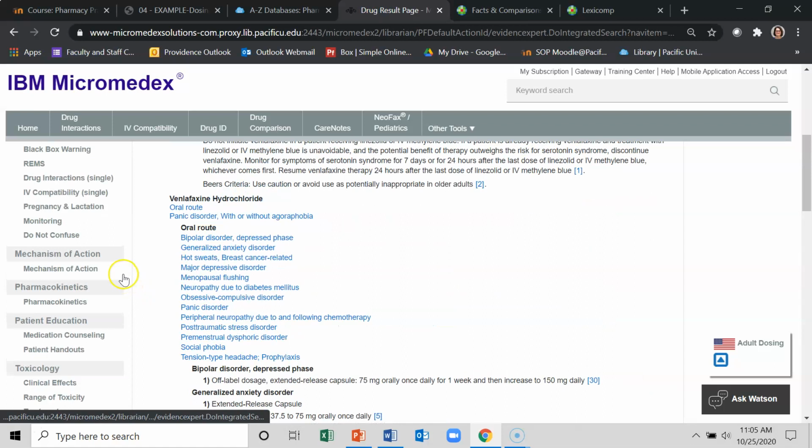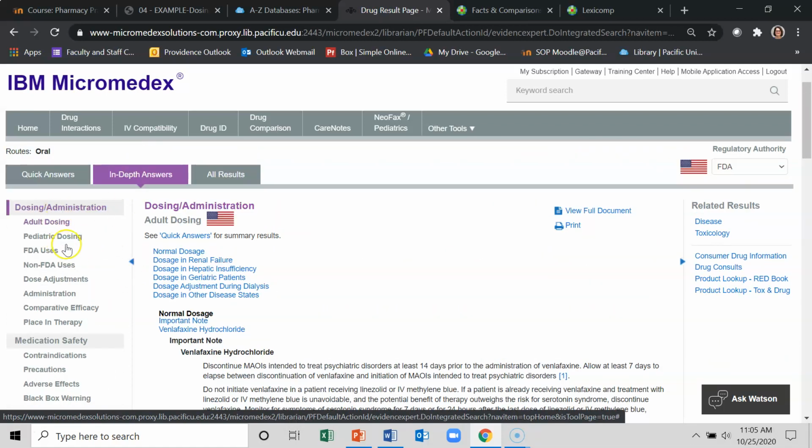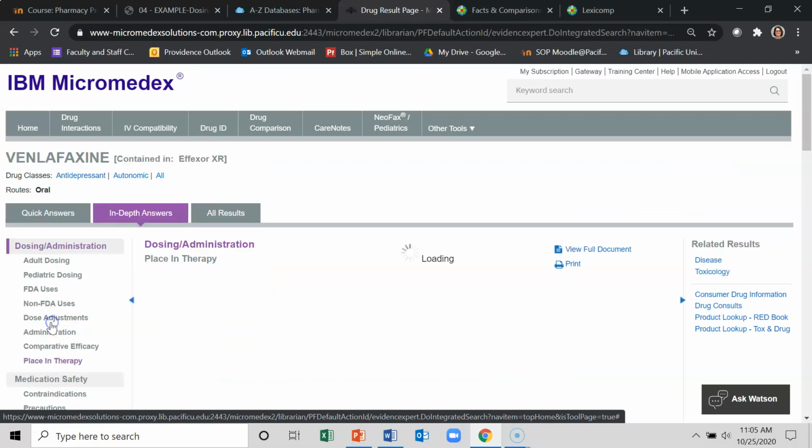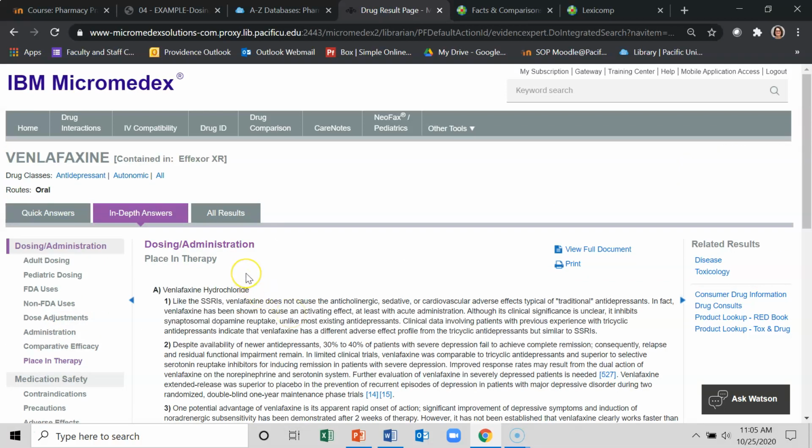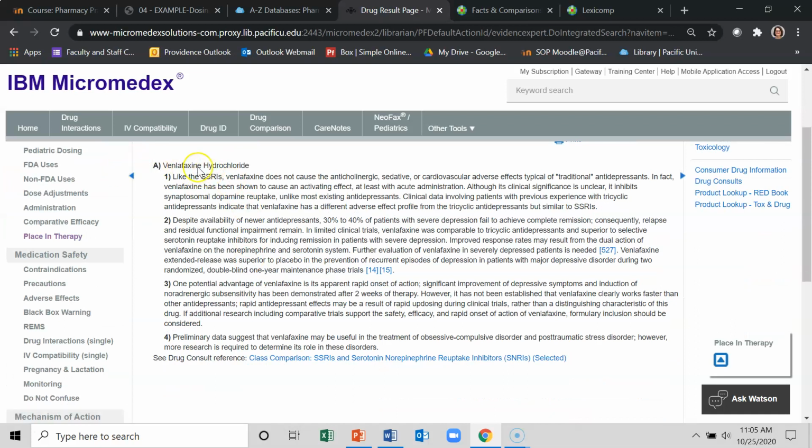So the one other piece of information that this reference contains that the others did not is this section called Place in Therapy. And in here it talks about basically the role of venlafaxine in different disease treatments and whether it's considered, for example, a first-line drug. Again, the only piece I see here that's related is this very last line that suggests that it might be useful in the treatment of post-traumatic stress disorder. However, more research is required to determine its role in these disorders. And that seems compatible with what we saw as far as the non-FDA use indication, its effectiveness and literature support.